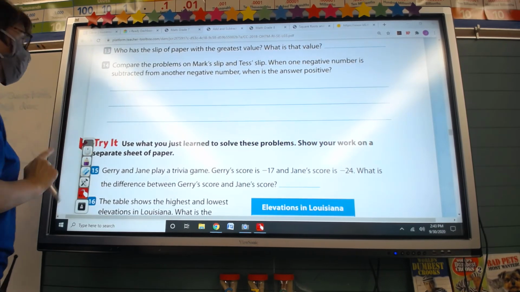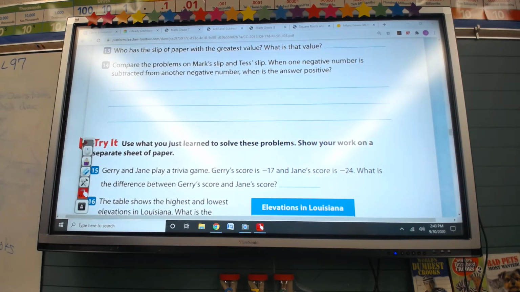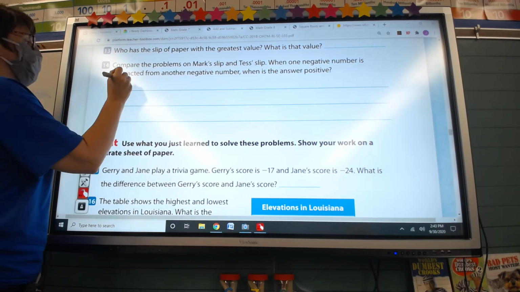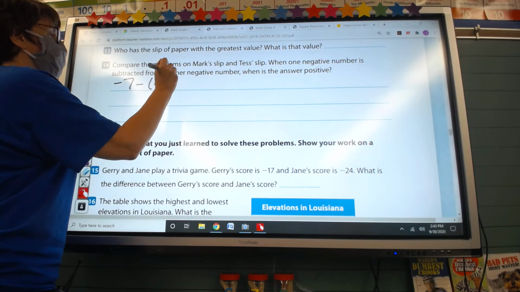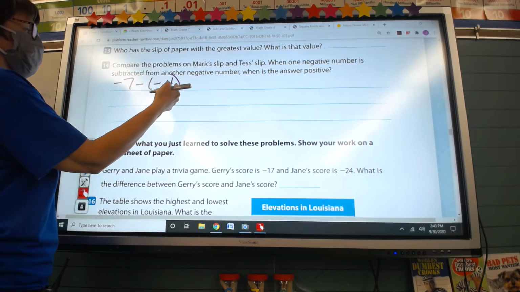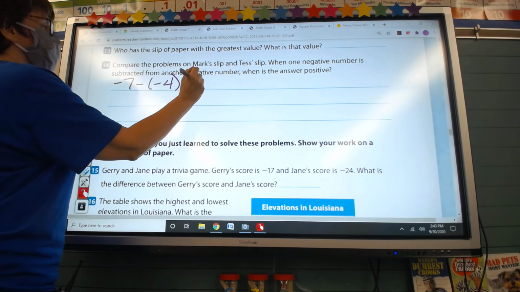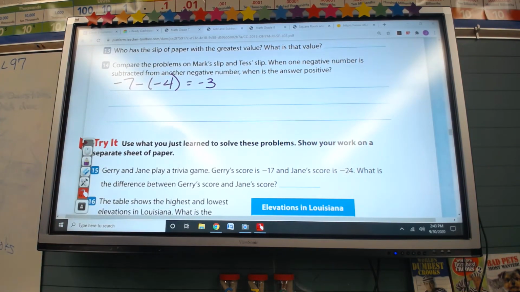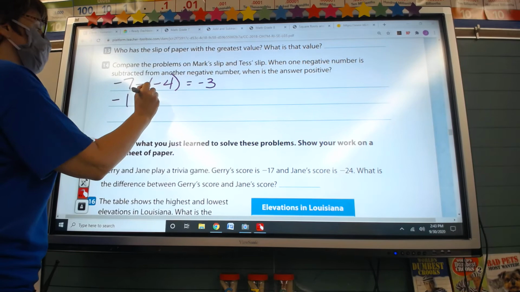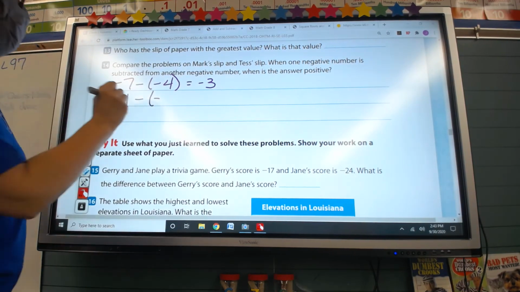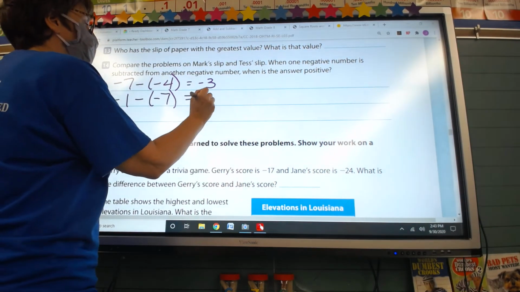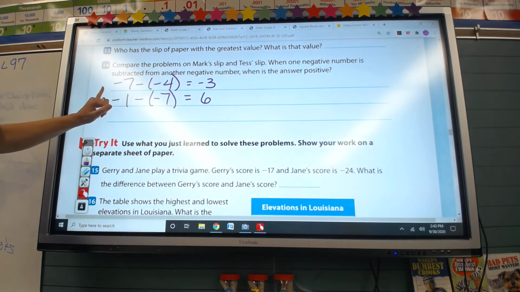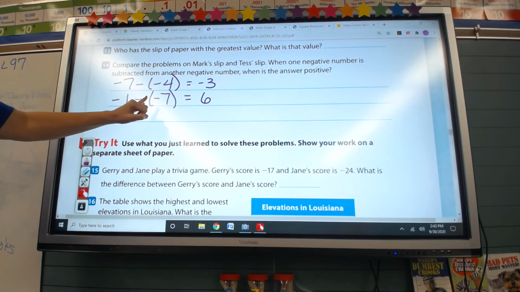Okay. So compare the problem on Mark's slip and Tessa's slip. I'm going to rewrite it because I can't see it. -7 minus -4. What was his answer? Do you remember? -3. Okay, and then Tess was -1 minus -7. And what was her answer? 6. Okay, so they're saying compare these, negative minus a negative.